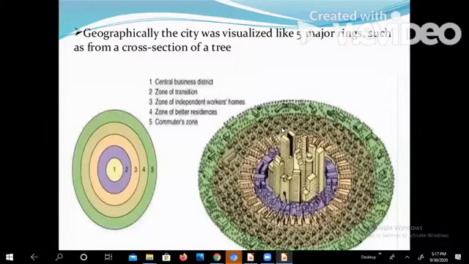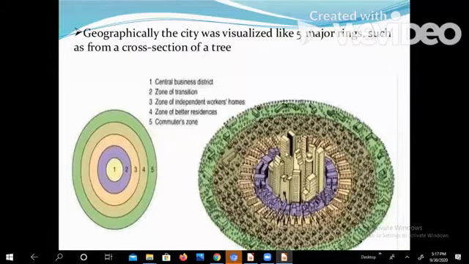As you can see in this diagram, these are the 5 cross sections. The first one is the Central Business District or CBD, then the zone of transition, then workers' homes or low income group houses, then the middle income group or the zone of better residences, and last we have the commuter zone. These zones were given by Burgess.